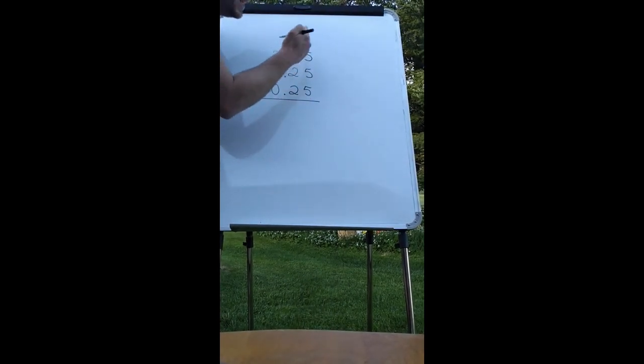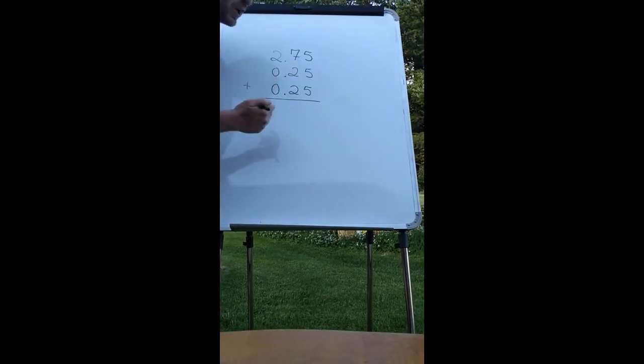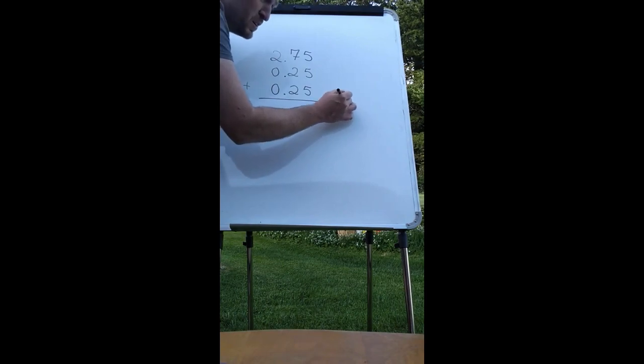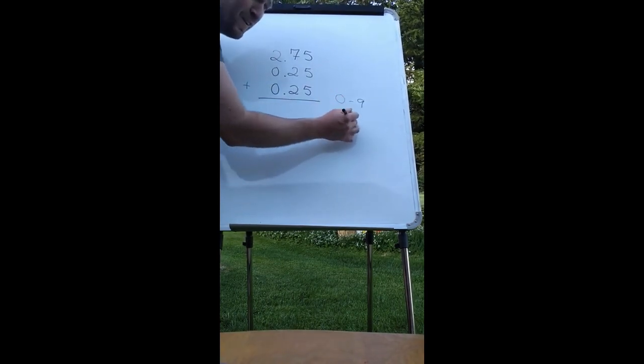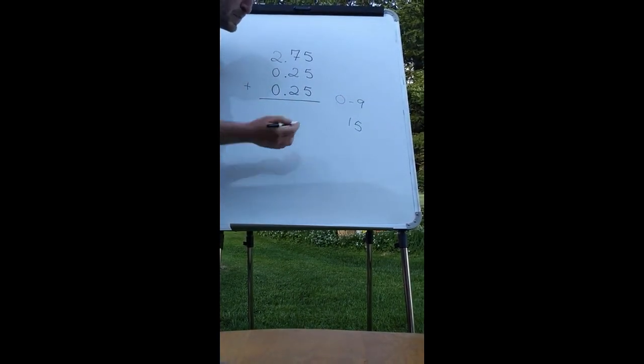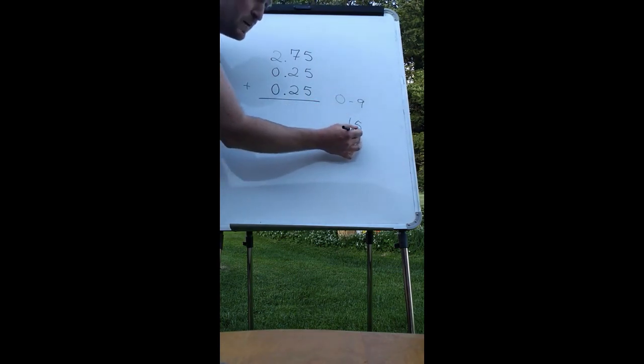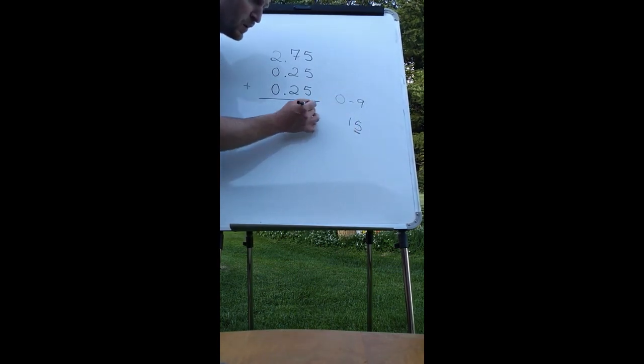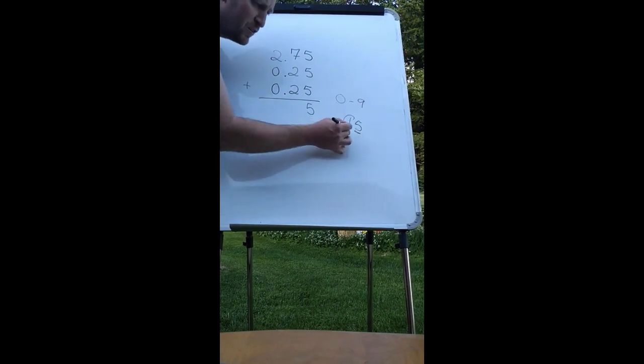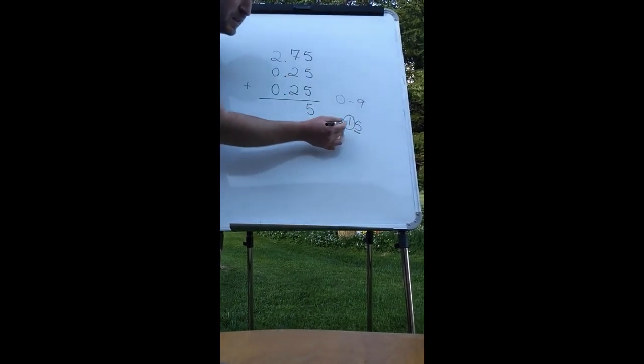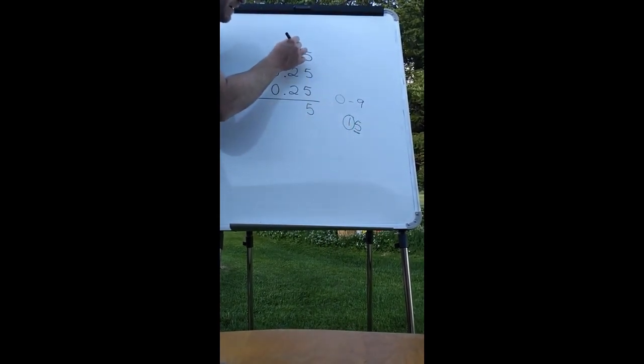Now remember, each place value only holds a number 0 through 9. So we're at 15. Whoa, that's more than 9. So what we're going to do is this second value here, we're going to put it here, and we're going to carry the first value up to the next column. So we're going to carry the 1.